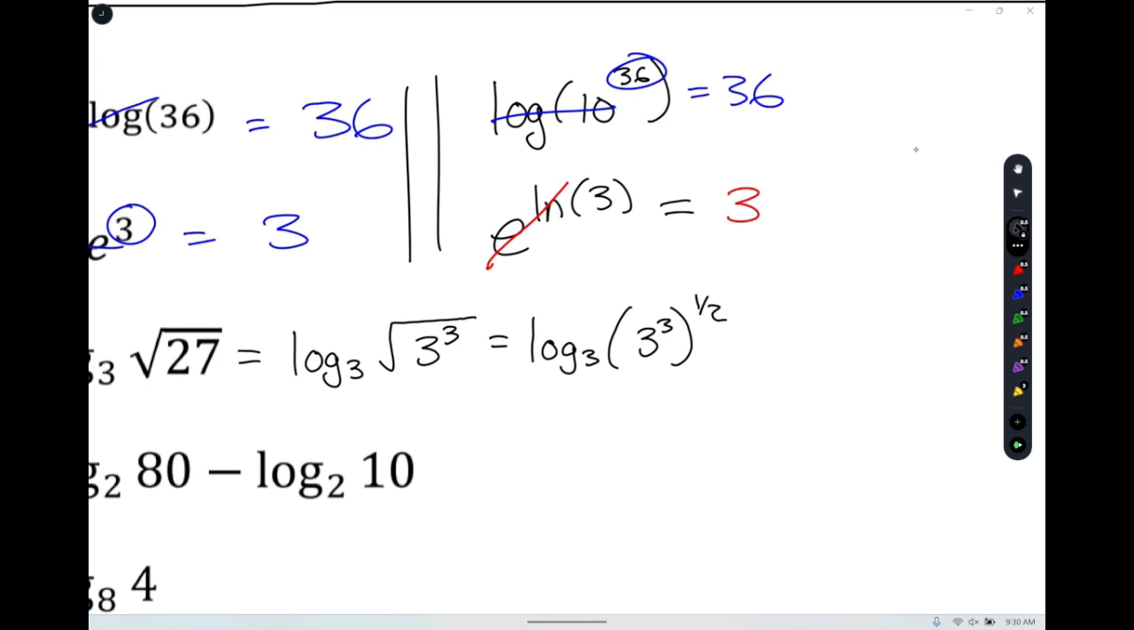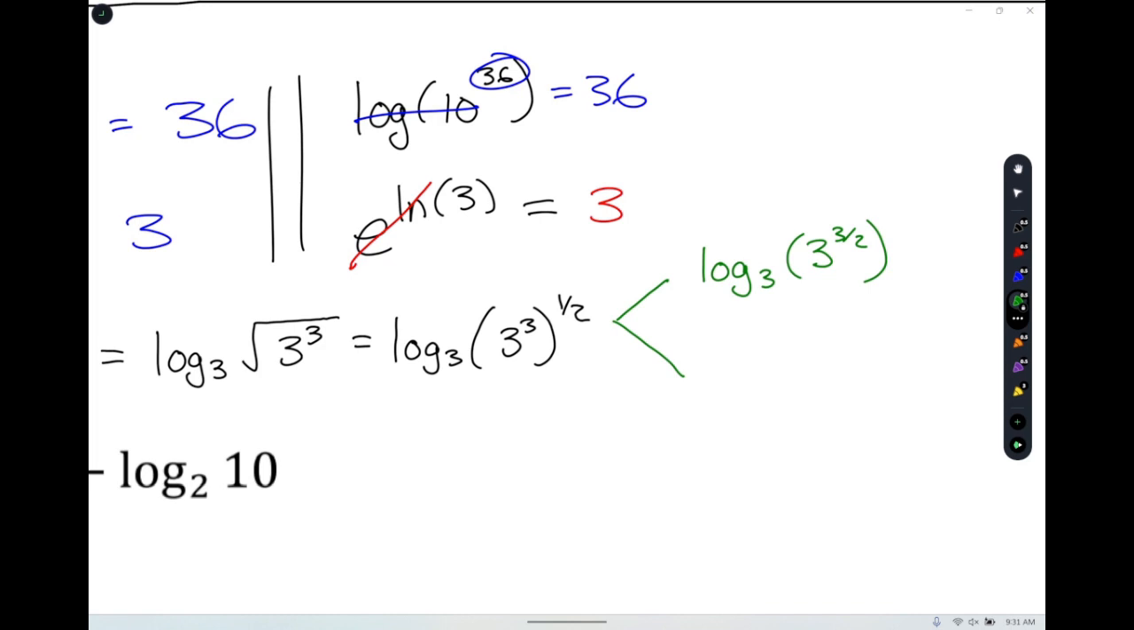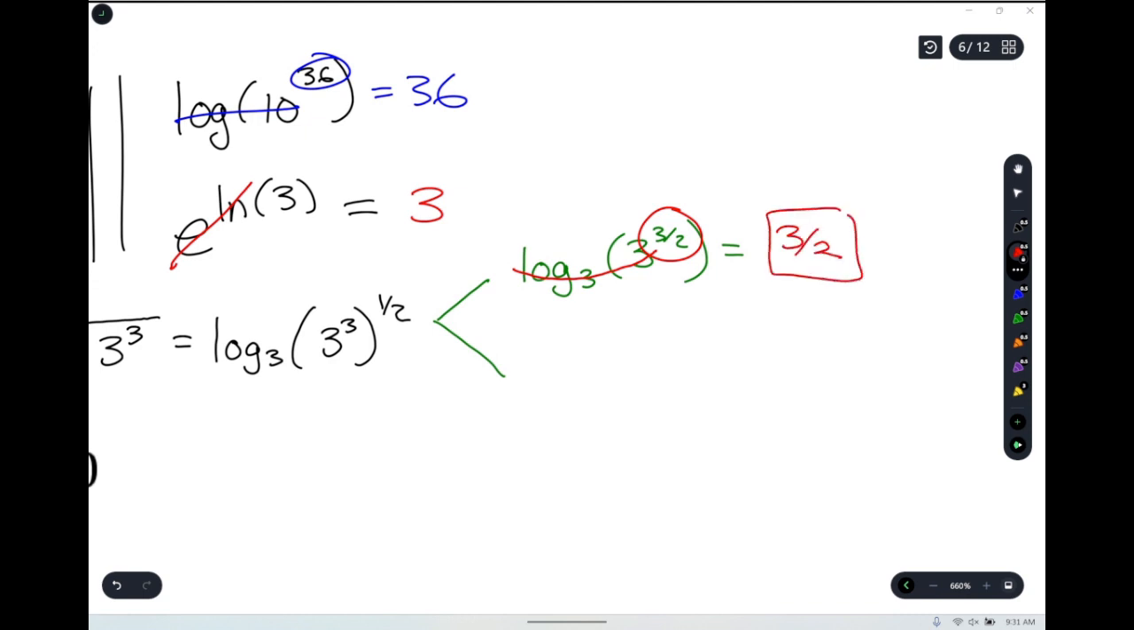Now you have 2 options. You can move it to the front, or you can combine the exponents by multiplying them. So let's combine the exponents by multiplying them first. Log base 3 of 3 to the 3/2. Right? Yeah. So what does that leave you with? Same thing we just did above in blue. Cancels and leaves you with 3/2.